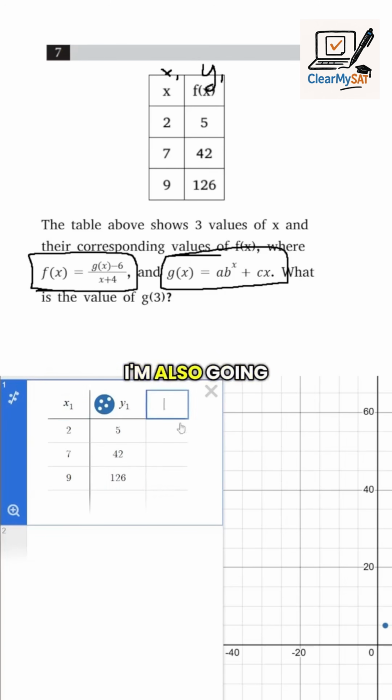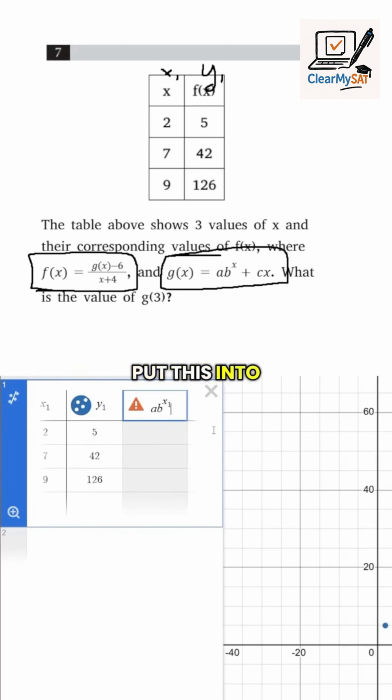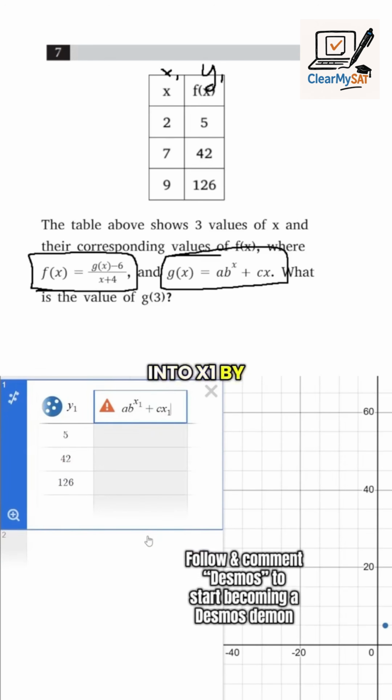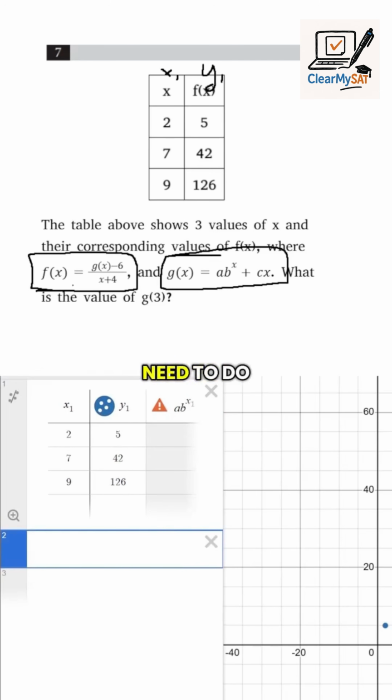Now what I'm also going to do is at some point I'm going to have to find out g of x. So I'm actually just going to put this into my regression table, and make sure every time you see an x, you make it into x1 by just typing 1 after x. Then what I need to do is on the next line, I need to define this equation.